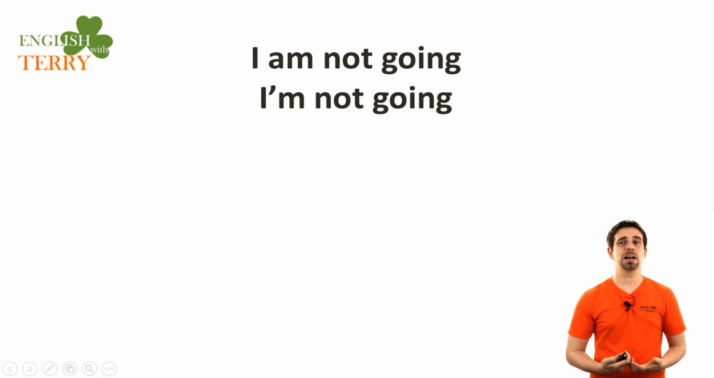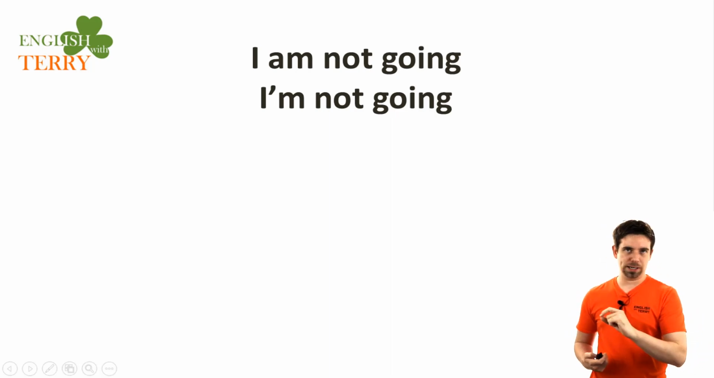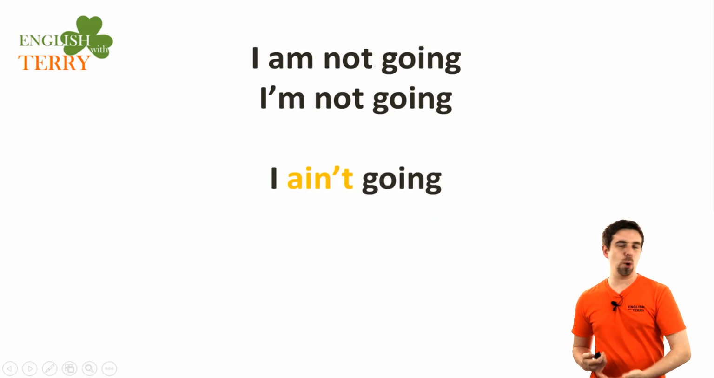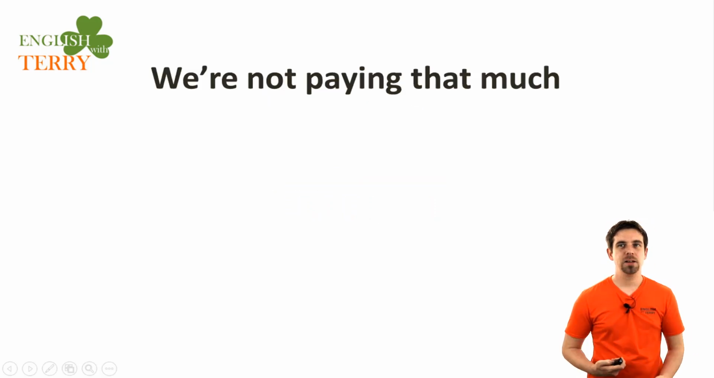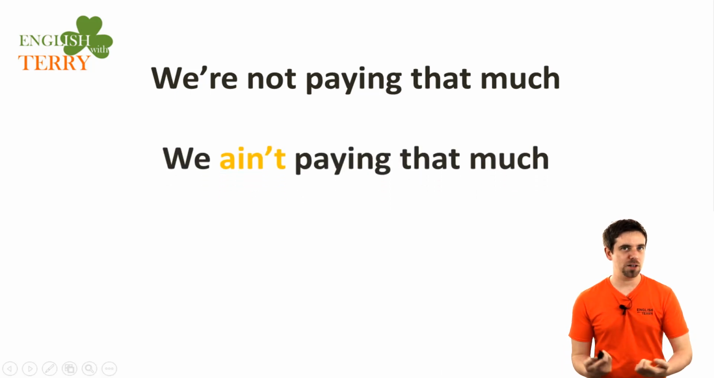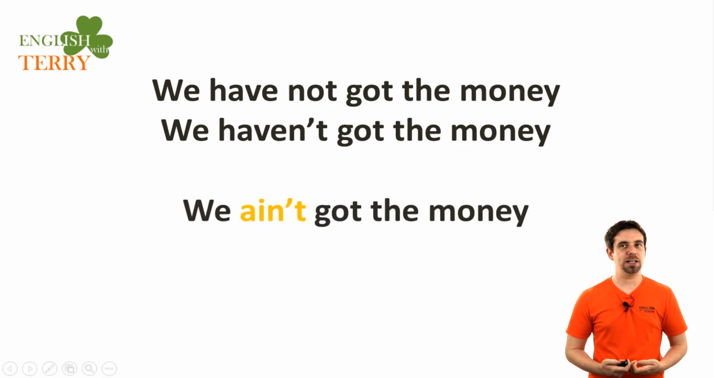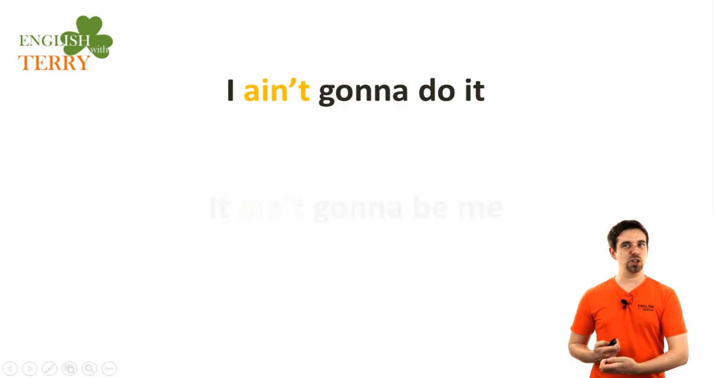Now, let's take an example. I am not going, contraction: I'm not going. And you can just say, I ain't going. We're not paying that much. We ain't paying that much. We have not got the money. We haven't got the money. We ain't got the money, right? I ain't gonna do it. It ain't gonna be me.